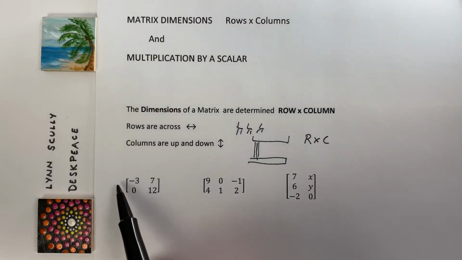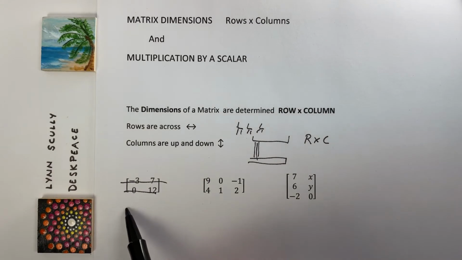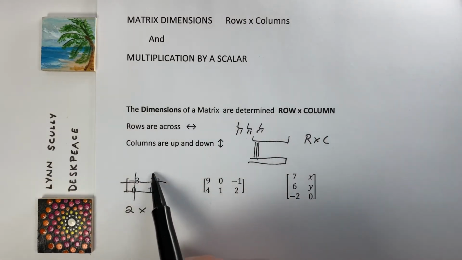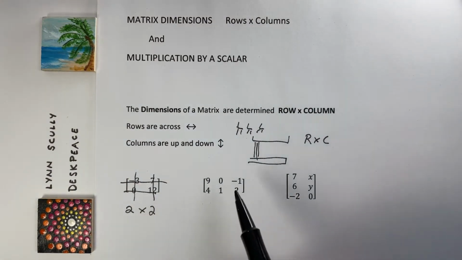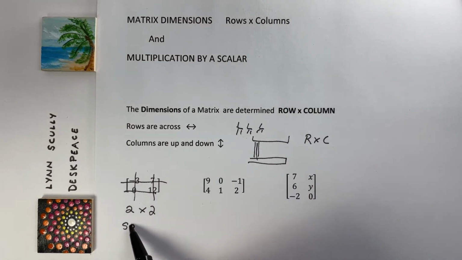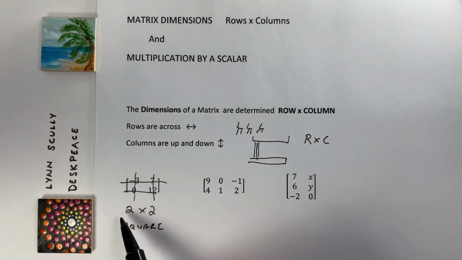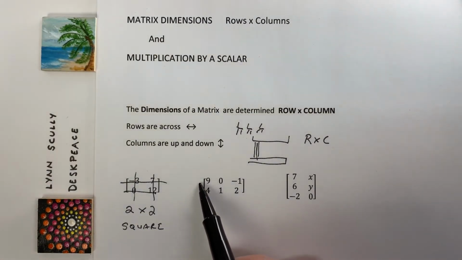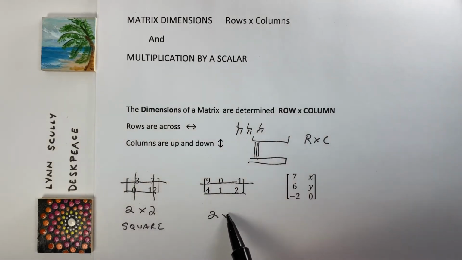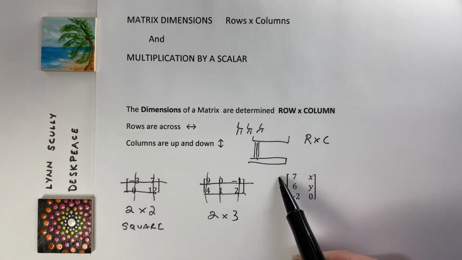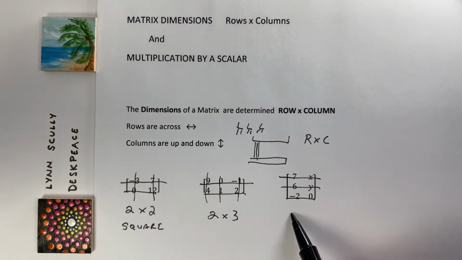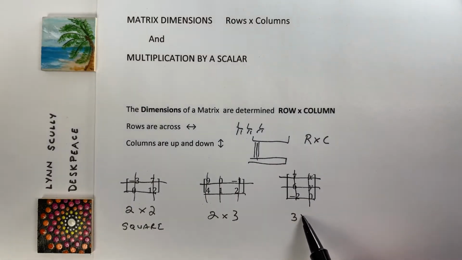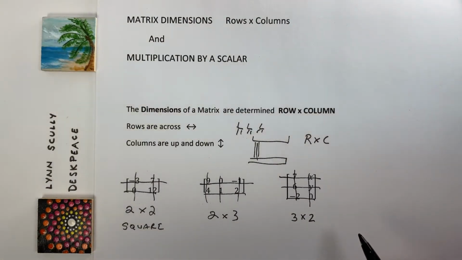So this one is going to be, here's the rows, 2 by 2. This one is a 2 by 2 matrix, and we call it also a square matrix. Anytime the number of rows equals the number of columns, it's called a square matrix. So I usually draw across. Rows is 2 by 1, 2, 3. That's a 2 by 3. Rows 1, 2, 3 by 2. That's how you determine the dimensions of a matrix.